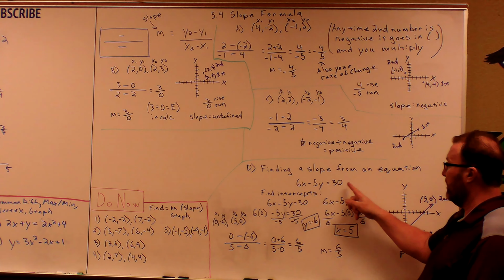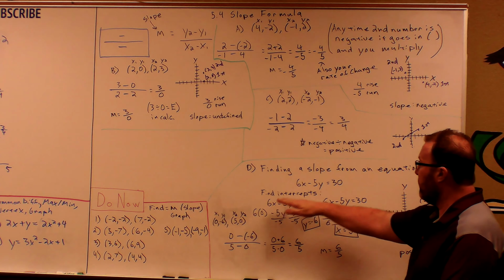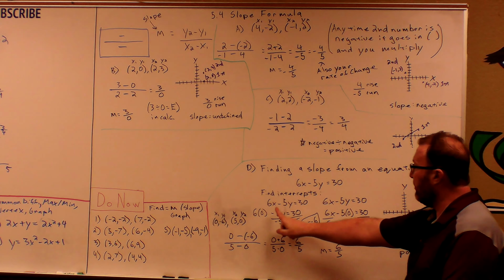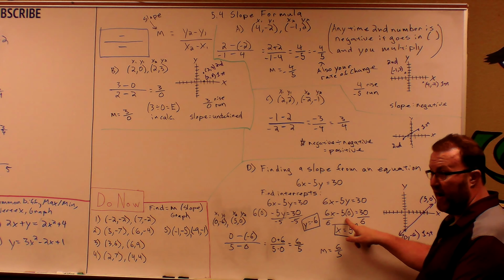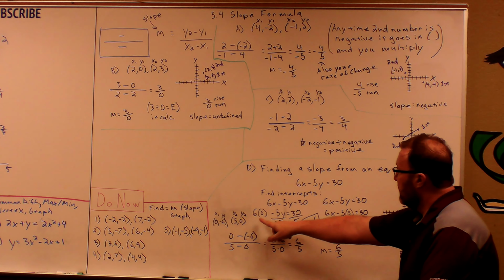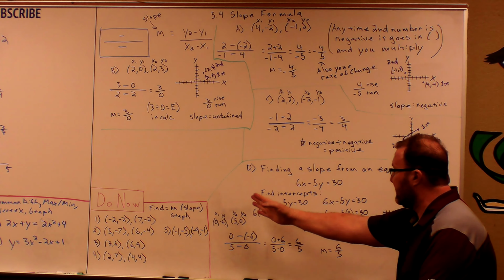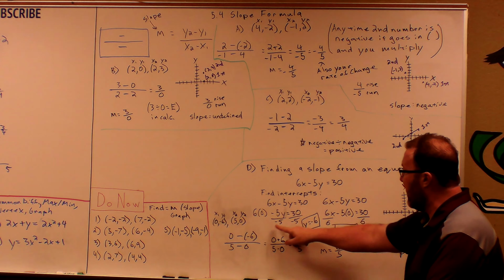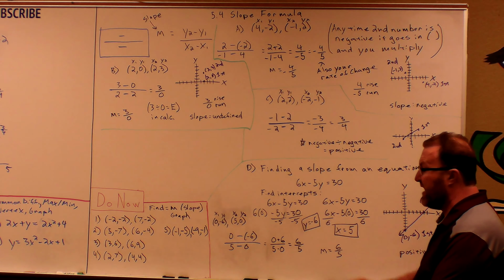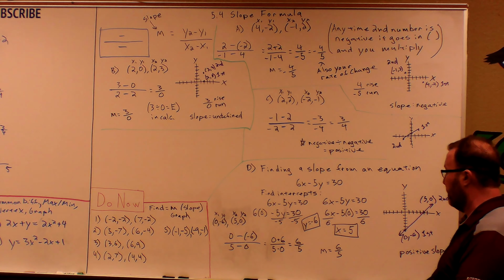So here's our equation. Okay? We're going to write the equation twice, and then we're going to replace x with 0 and y with 0. Okay? To find our y-intercepts. So 6 and 0, that's 0. We're going to focus on the negative 5y. We're going to divide both sides by negative 5. 30 divided by negative 5 is negative 6. We know what our y is.